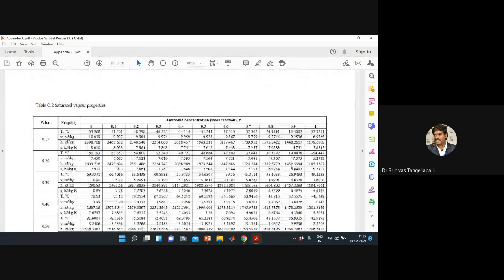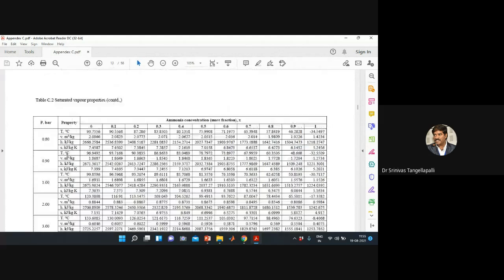So this is a saturated vapor. The pressure starts from 0.15 bar and goes up to maybe 50 bar. I will select 1 bar, because that is also close to atmospheric pressure. At 1 bar, T is equal to 99.85. This temperature refers to the boiling point of water at atmospheric conditions.